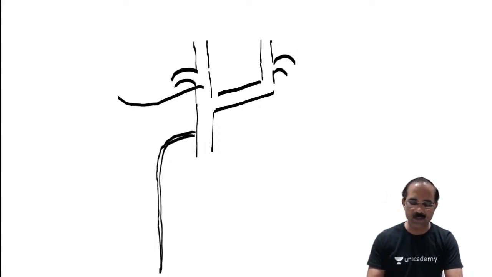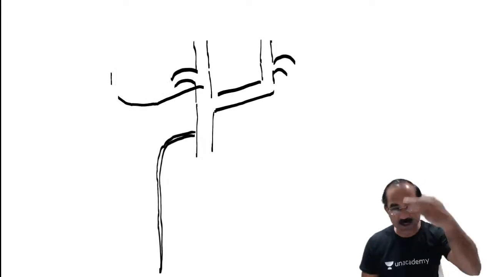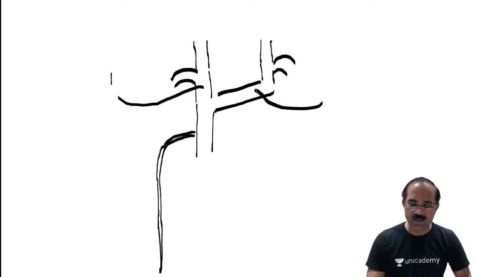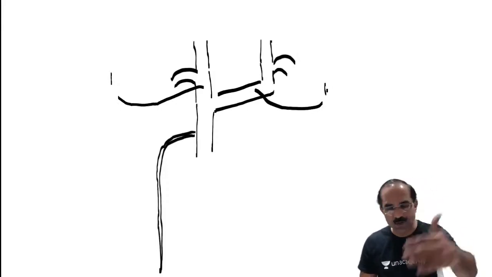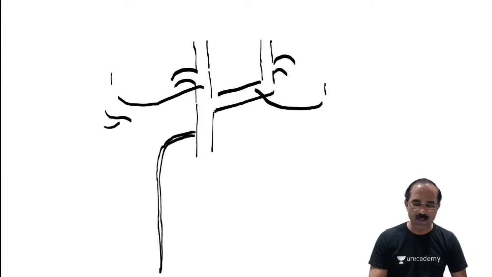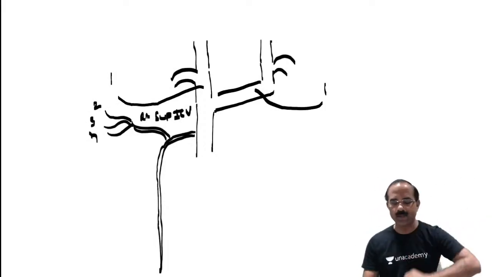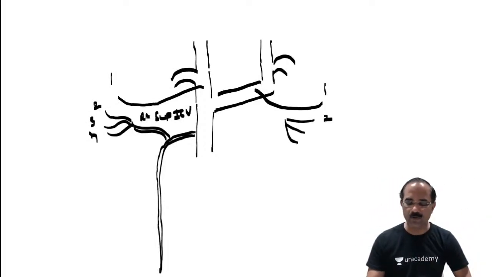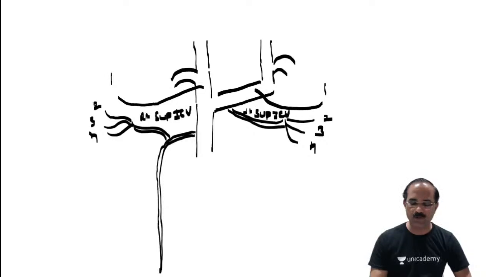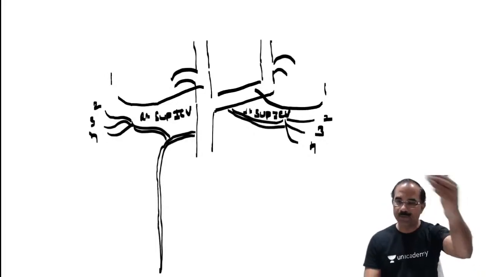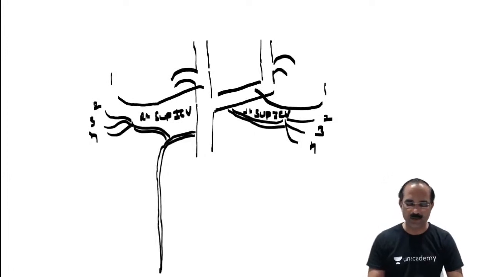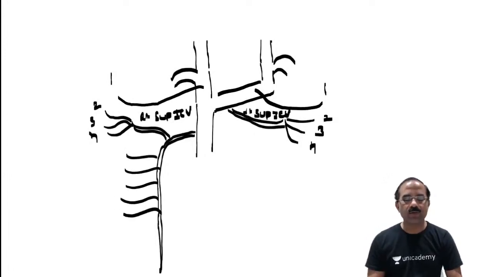This is the first right posterior intercostal vein. It drains into the right brachiocephalic. First left posterior intercostal vein drains into the left brachiocephalic. Second, third and fourth on the right side join to form the right superior intercostal vein, and the right superior intercostal vein drains into the azygous vein. Second, third and fourth on the left side join to form the left superior intercostal vein, and this drains into the left brachiocephalic. Now all the veins on the right side, they drain into what? Azygous vein.